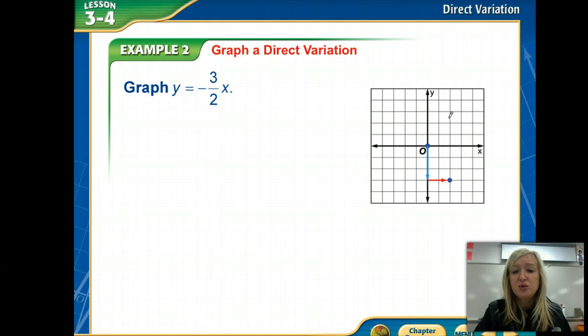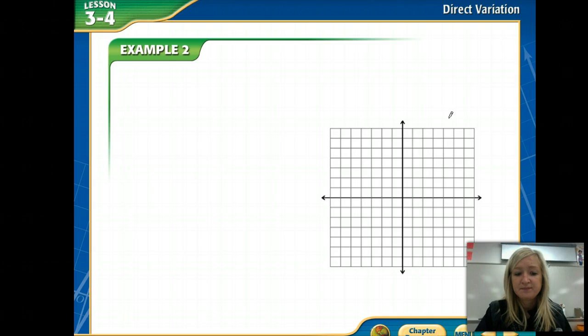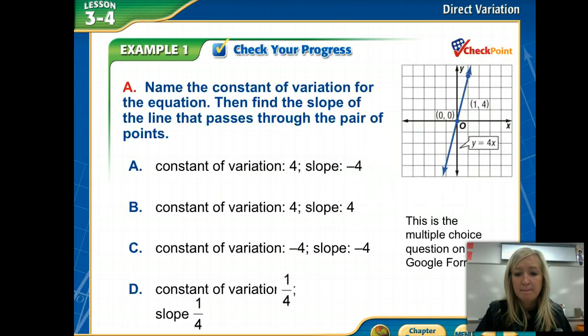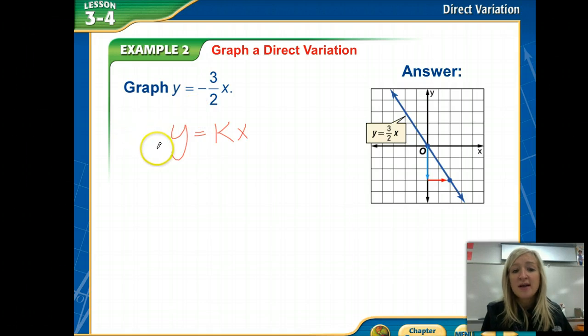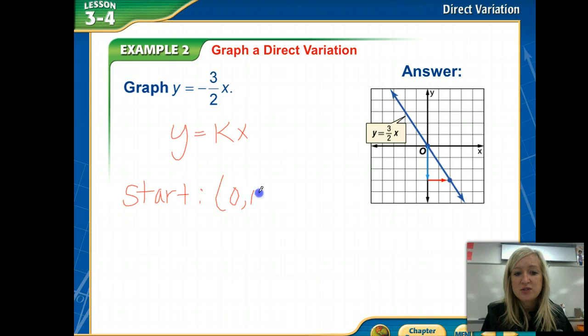All right, example number 2, we are actually going to start graphing today. We have y equals negative 3 over 2x. All right, so what we need to do is y equals kx. My k is represented by negative 3 over 2. And direct variation equations always go through 0, 0. So you're always going to start by making a point at 0, 0.